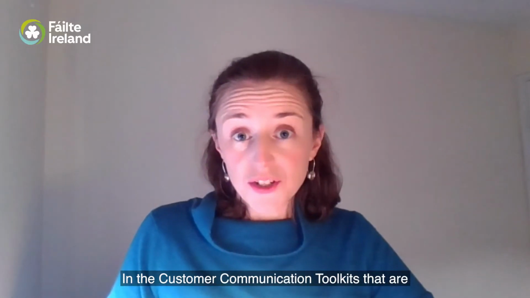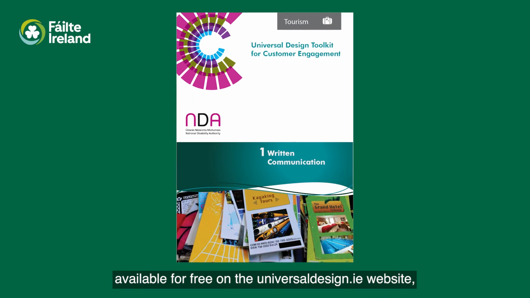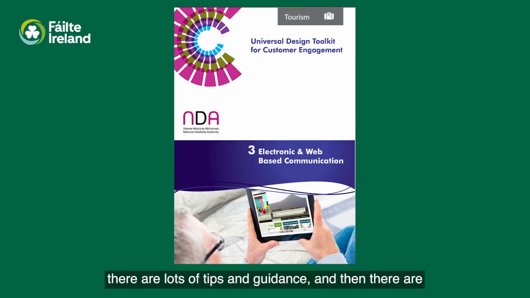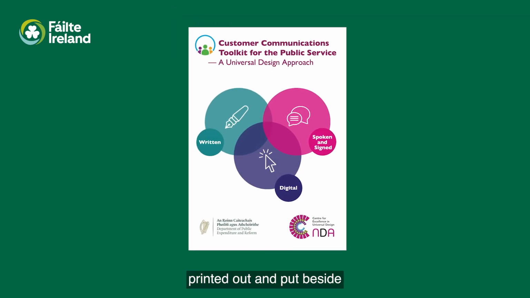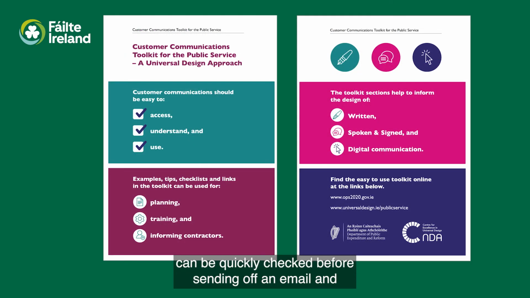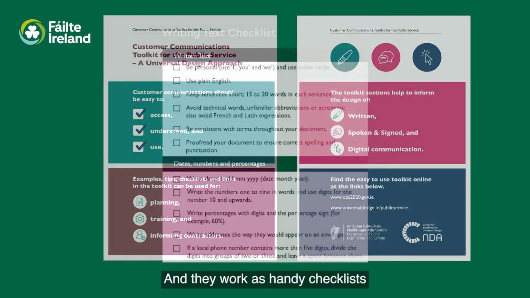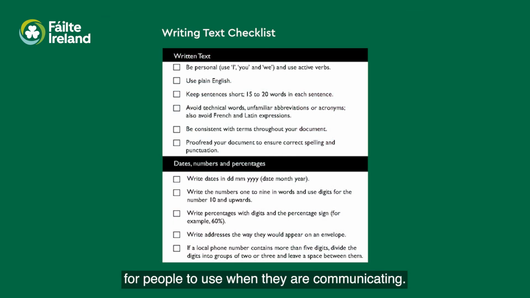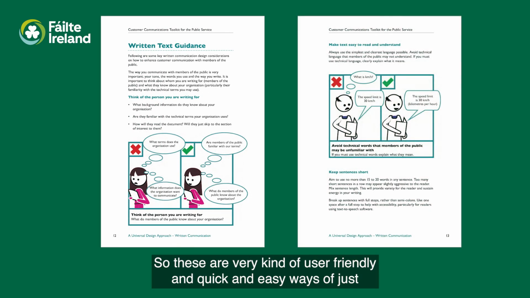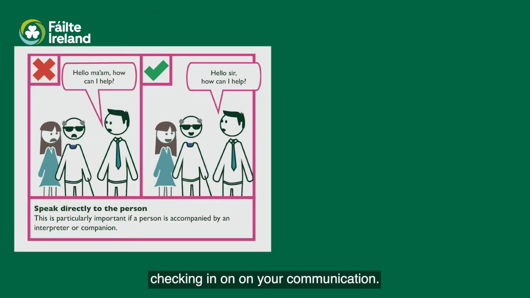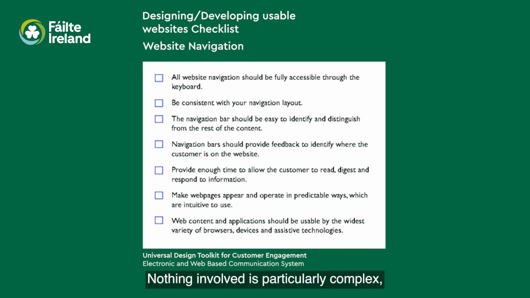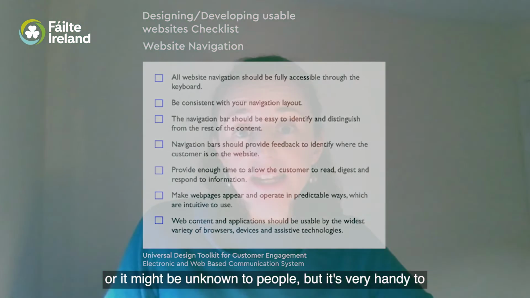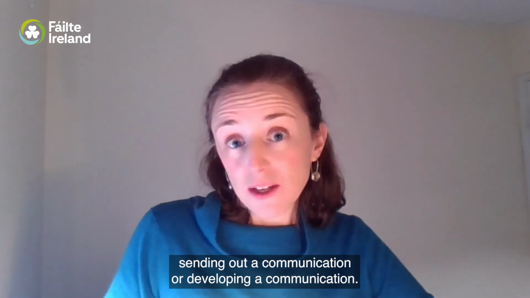In the customer communication toolkits that are available for free on the universaldesign.ie website, there are lots of tips and guidance, and then there are summary points of the information which can be printed out and put beside the desk of a person, can be quickly checked before sending off an email and so on. And they work as handy checklists for people to use when they are communicating. So these are very user-friendly and quick and easy ways of just checking in on your communication. Nothing involved is particularly complex, or unknown to people, but it's very handy to have them there as something to review before sending out a communication or developing a communication.